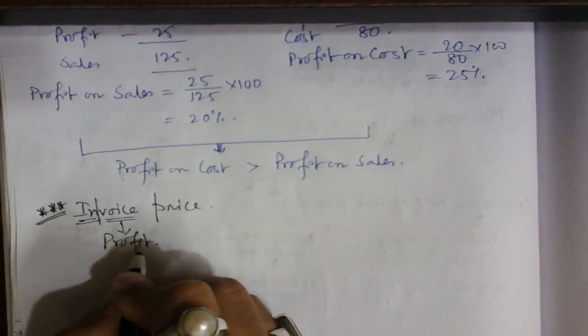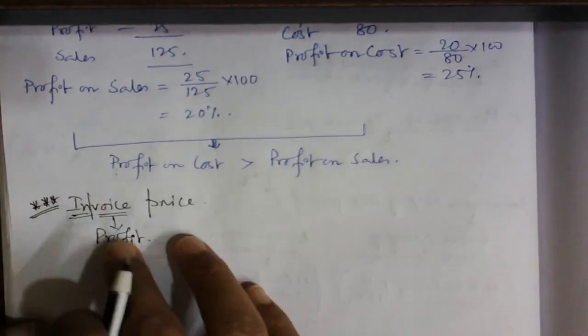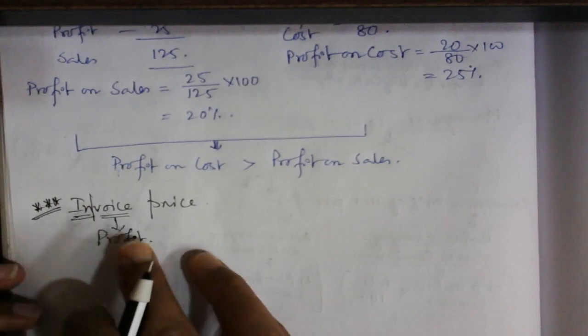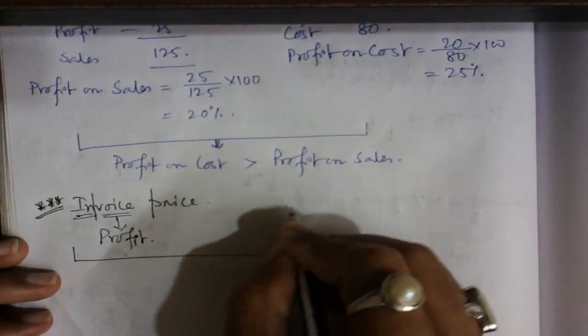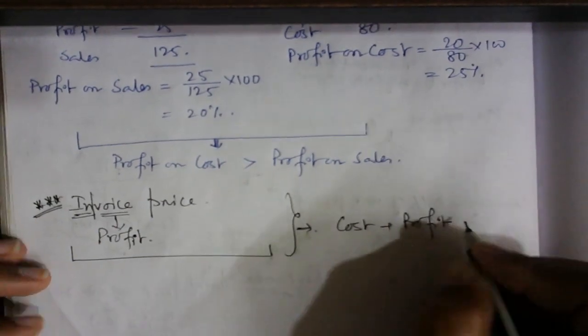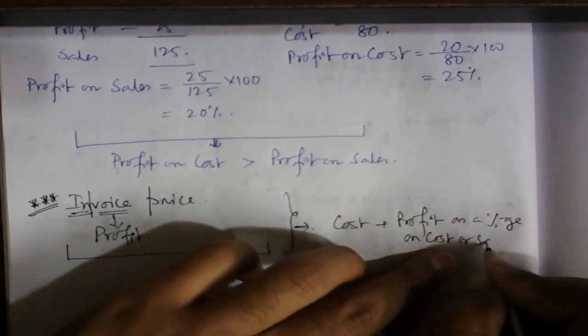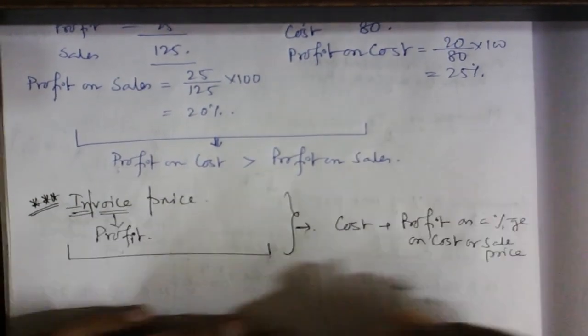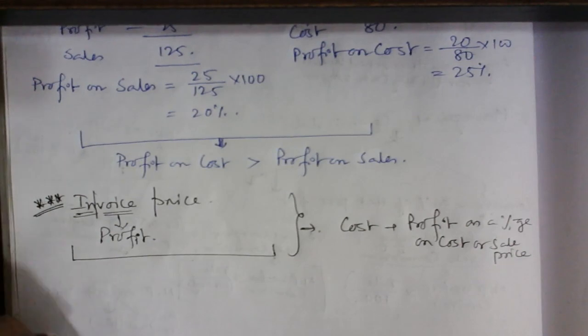Definitely we all know that cost is a part of the price. But what we need to add is the profit. So that is called the invoice price. So can I write here like this? Cost plus profit as a percentage on cost or sale price will make you the invoice price.